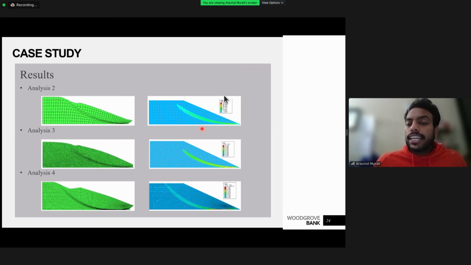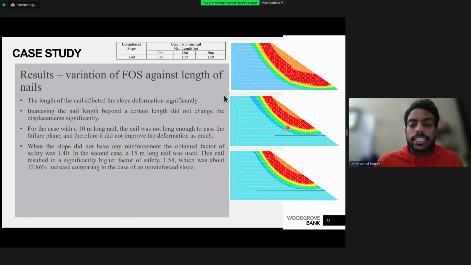In the second case, a 15-meter long nail was used. This nail resulted in a significantly higher factor of safety of 1.58, which was a 12.86 percent increase compared to the case of the unreinforced slope. As we keep on increasing the soil nail length, the factor of safety was not influenced that much, because the slope wedge is controlled within the 15-meter length nail.